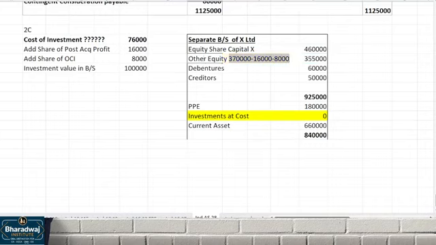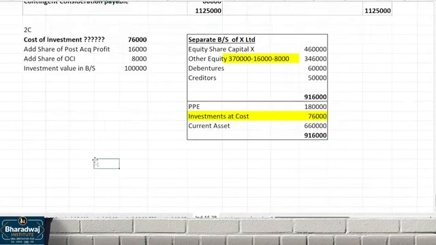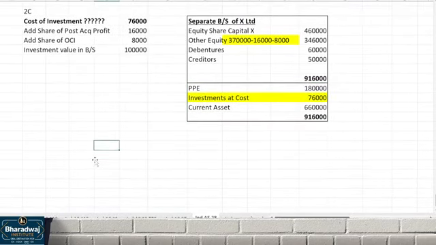3,70,000 minus 16,000 minus 8,000. How much would it have been? 3,46,000. Investment would have been recorded at cost. So the value would be 9,16,000. This is for the separate balance sheet.